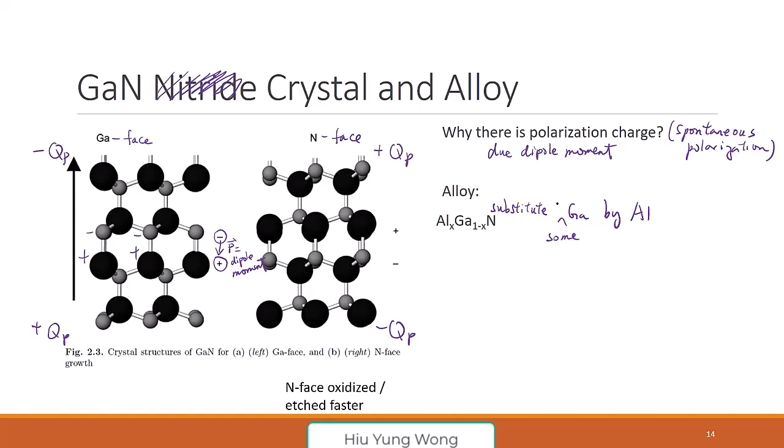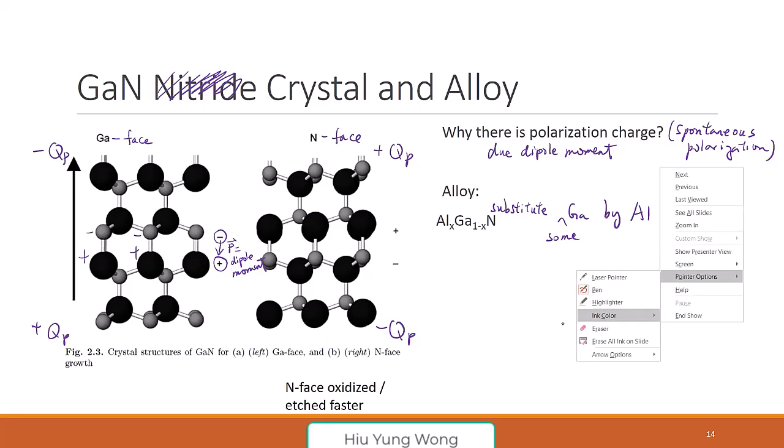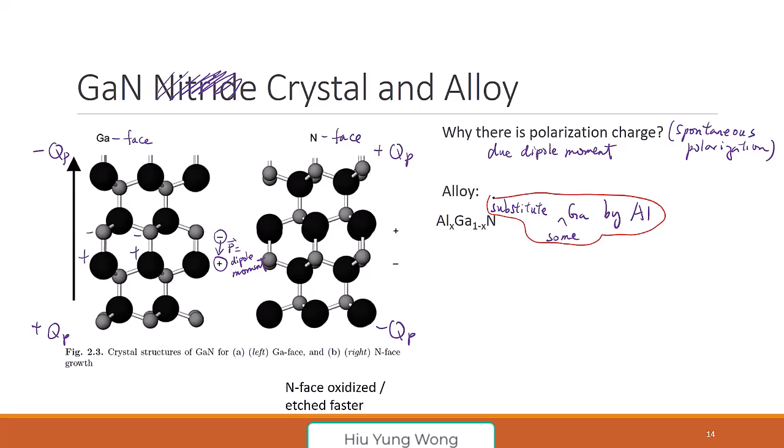Just imagine this. For example, here, maybe this, I remove this gallium, I put a tiny aluminum here. This one, tiny aluminum. That's it. I substitute some of them, not all of them. If you substitute all of them, it becomes aluminum nitride.